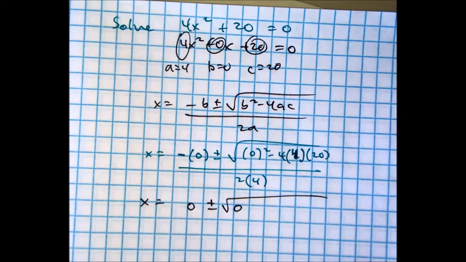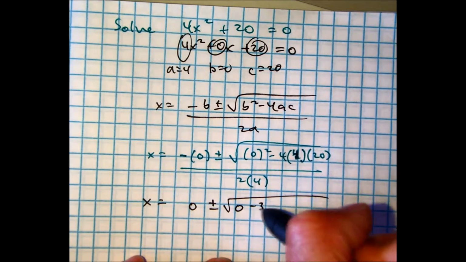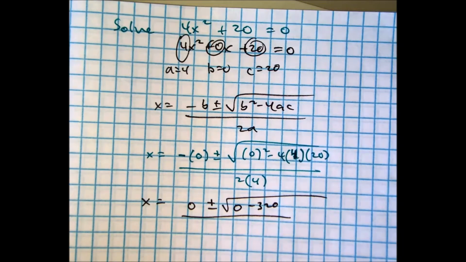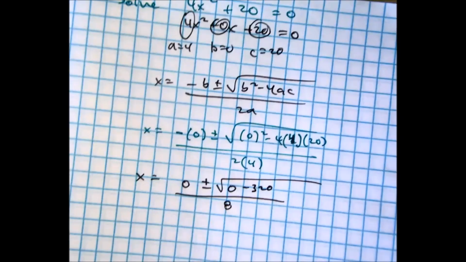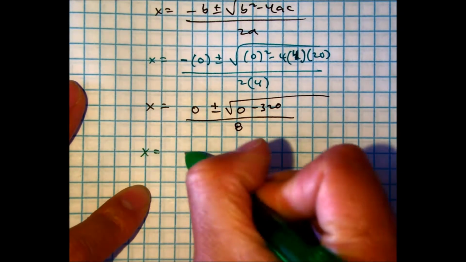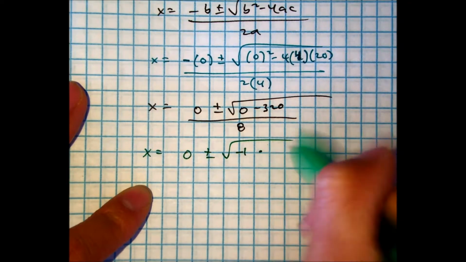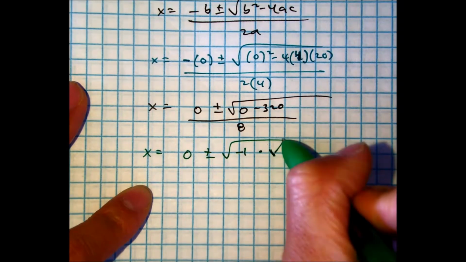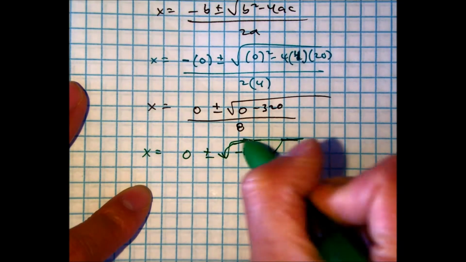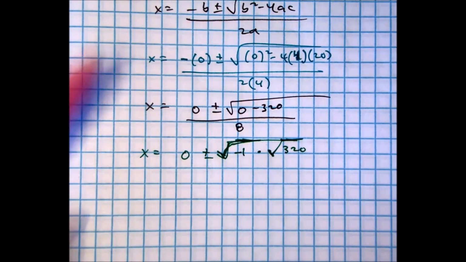Negative 4 times 4 times 20, over. Raise your hand if you have that on your paper so far. Alright. I'm just going to write a factor of negative 1. It's kind of like another square root, right? 320 over 8.